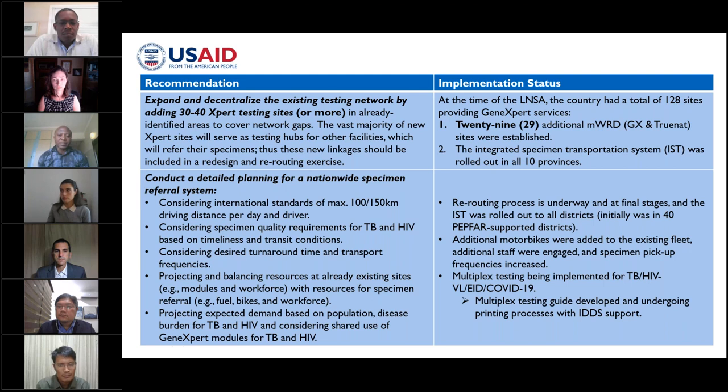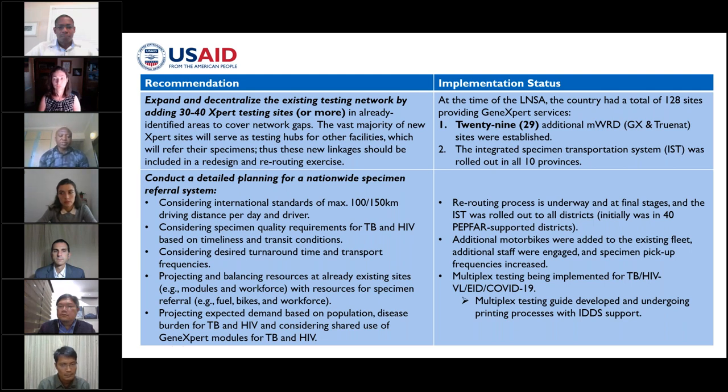So, just highlighting how far the implementation of those recommendations is now. The first one was to expand and centralize the existing testing network by adding between 30 to 40 Xpert testing sites. At the time of the spatial analysis, the country had a total of 120 sites providing GeneXpert testing services. And to date, 29 additional molecular WRDs, that is GeneXpert and TrueNAT sites, were established with support from the Global Fund, USAID, and other partners.